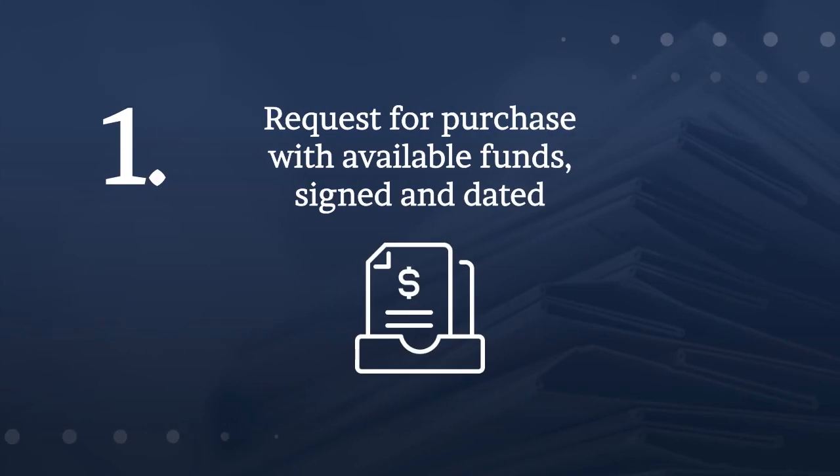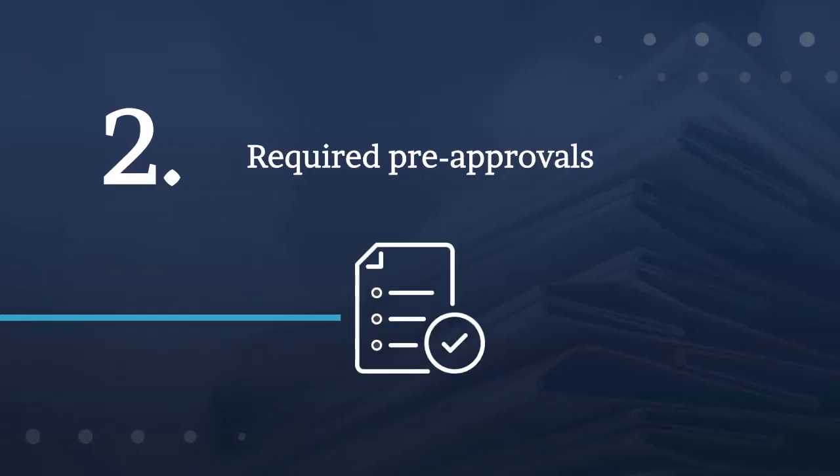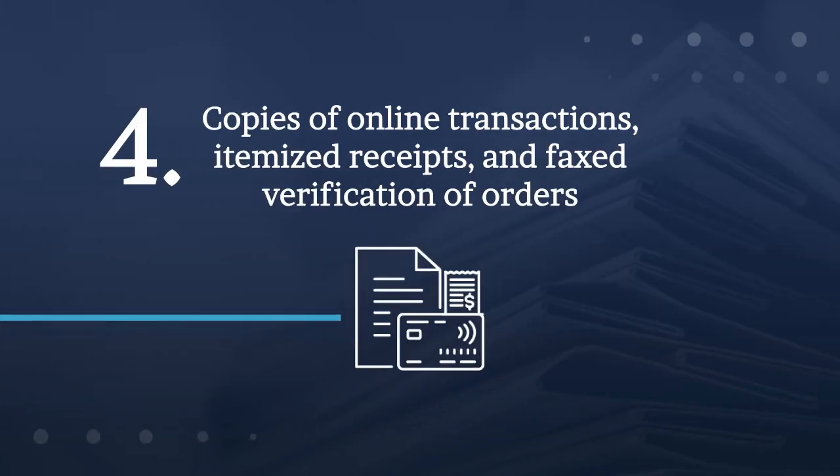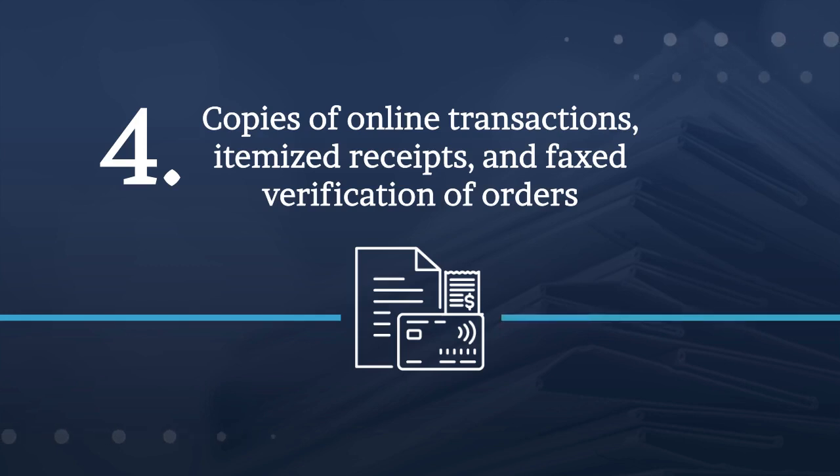1. Request for purchase with available funds, signed and dated by their originators. 2. Required pre-approvals. You can use the checklist template as a guide. 3. Documentation of all post-purchase activities. You can use the checklist template as a guide. 4. Copies of online transactions, itemized receipts, and faxed verification of orders.